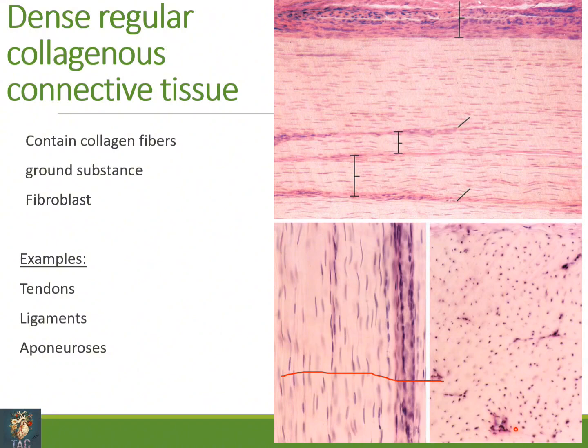So this dense regular connective tissue may be present in the tendon, in the ligament, in the aponeurosis. These are examples of the dense regular connective tissue which is collagenous type.